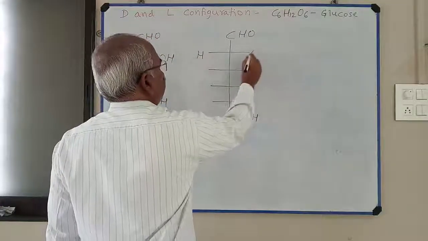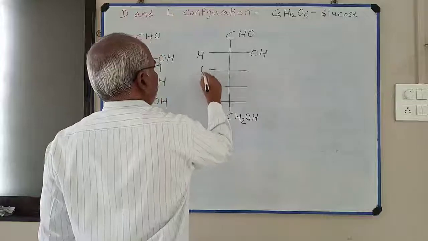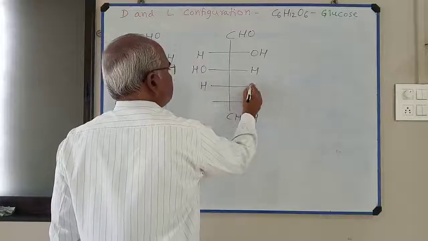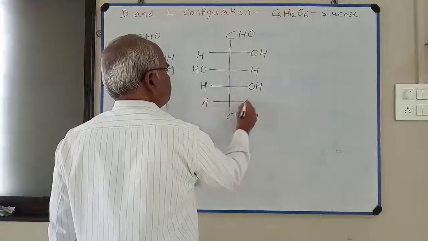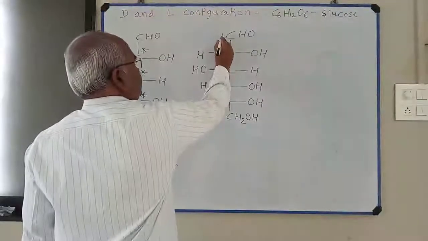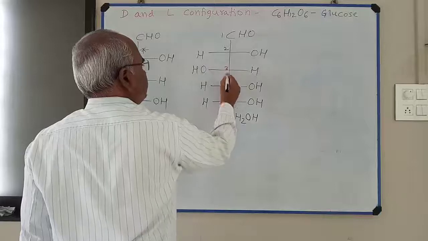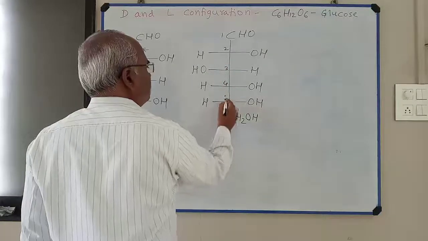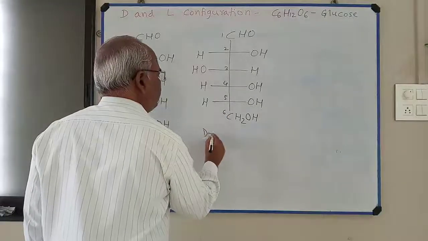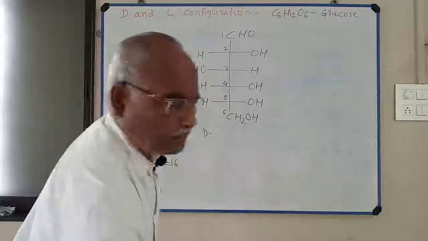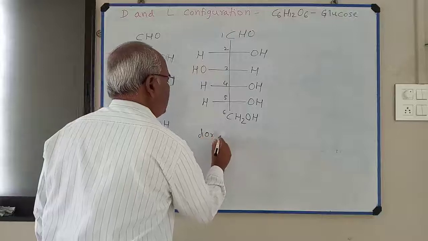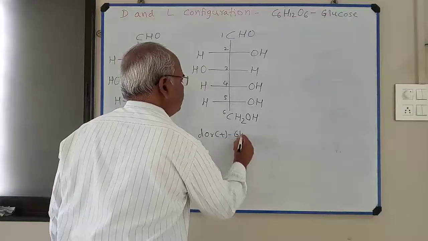Here is H, OH, OH, H, hydrogen, OH, hydrogen, OH. This is number 1 carbon, 2, 3, 4, 5, and 6. This is known as D plus glucose.